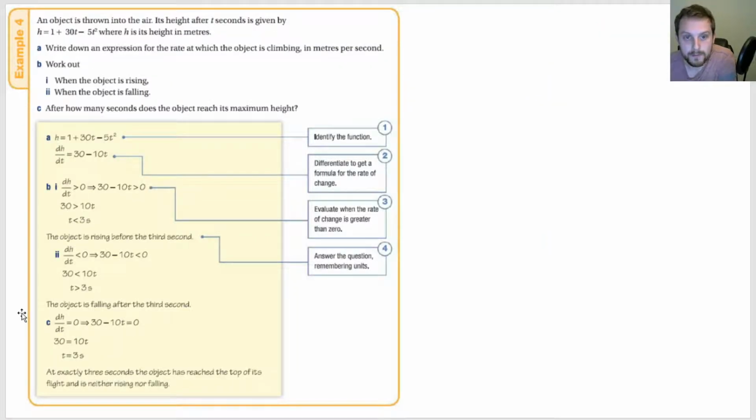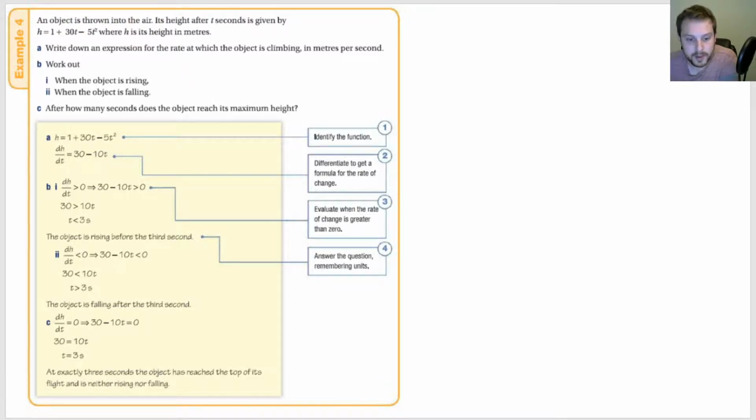Okay, example 4. An object is thrown into the air, and this is a function of its height after t seconds. It tells you h is 1 plus 30t minus 5t squared, where h is its height in meters. So where does it start in terms of how tall it is? Well, it starts when t is 0, so it starts 1 meter off the ground, which makes some sense if you're about to throw something. And then I guess it goes up and then comes back down.